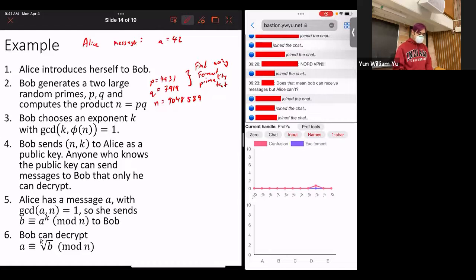So then what Bob does is Bob chooses an exponent k with the greatest common divisor of k and phi of n equal to 1. So how does he do this? Well, he knows that phi of n is equal to n times 1 minus 1 over p times 1 minus 1 over q, because that's the factorization of n. But then, of course, if you multiply this out, that's p minus 1 times q minus 1. So that turns out to be Euler's phi when you carry through with the formula for a product of 2 primes. So Bob knows what phi of that number is, and then he chooses k equal to, let's say, 23.